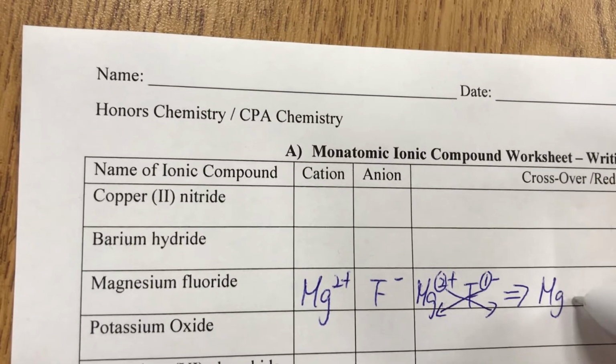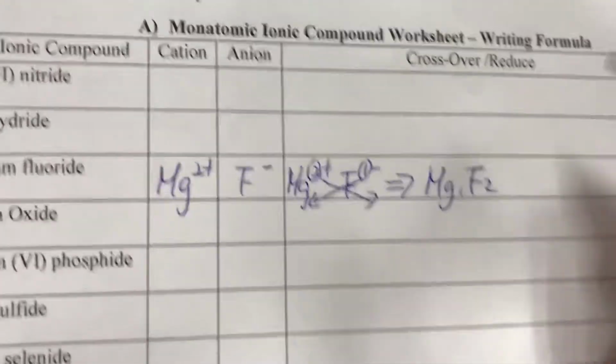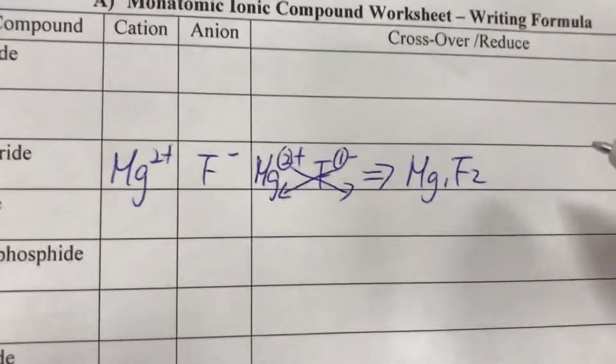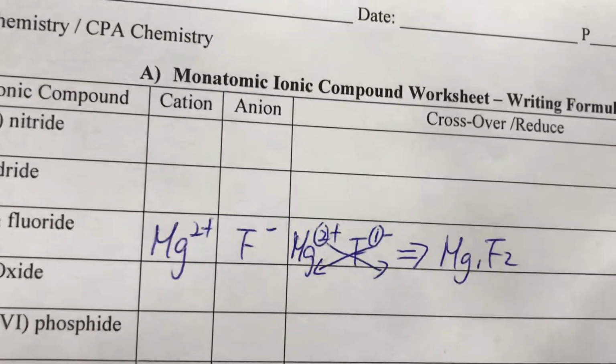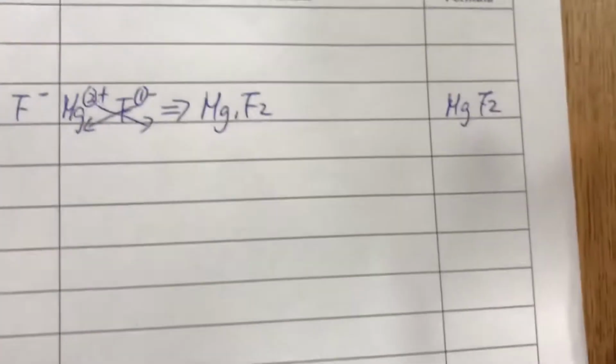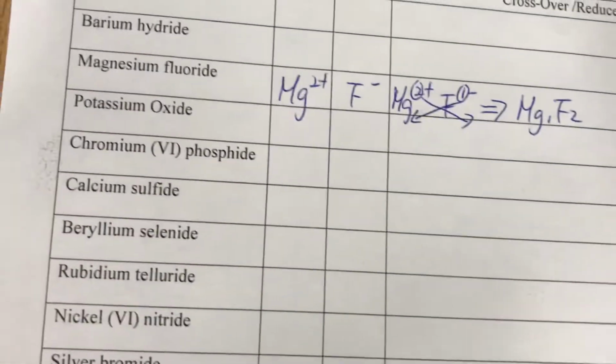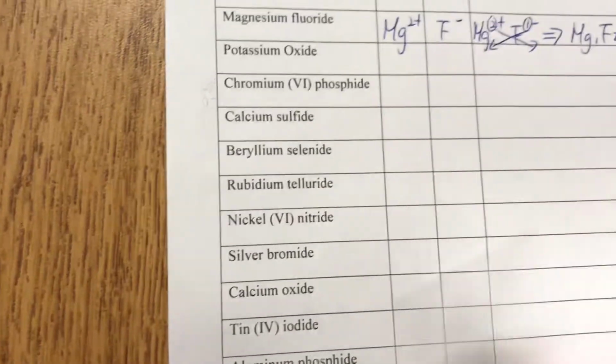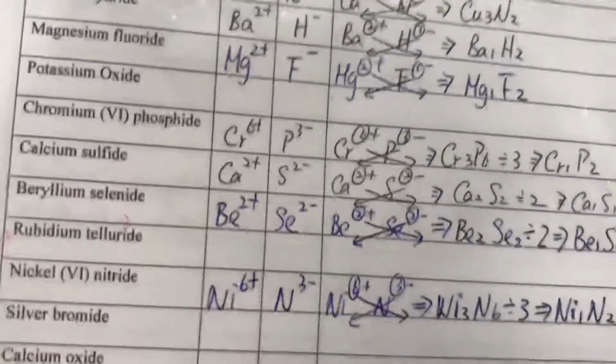And we should get Mg1F2. We should get Mg1F2. But remember, in the formula, we don't write a 1. So finally, we get MgF2. Okay? So let me just go back to the example here.